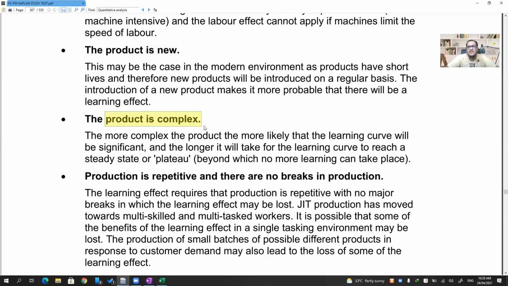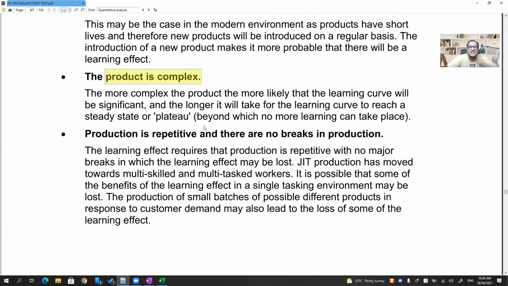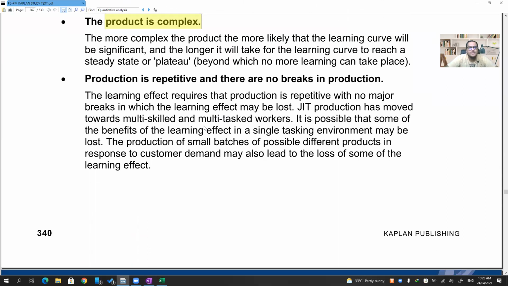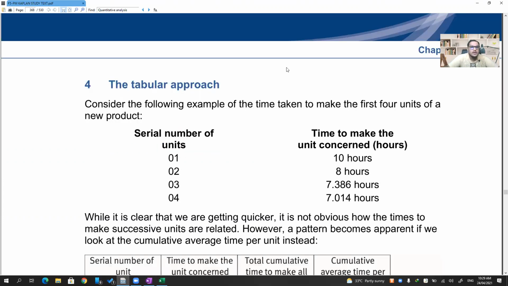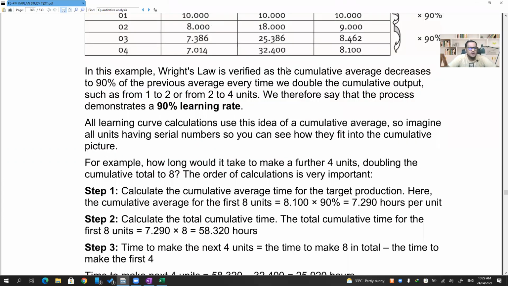If it is very easy, people will understand how to do it the first time itself. Unless it is complex, it doesn't take much time, right? Production is repetitive and there are no breaks, only then will people start learning. If you are doing it once in a while, like the first game of chess I played in the first month, after 2-3 months when I start playing another game, I'll have to start from zero because I don't remember what I did 2-3 months back. So it has to be a continuous process, only then will the learning curve work. Common sense points, nothing more than that.